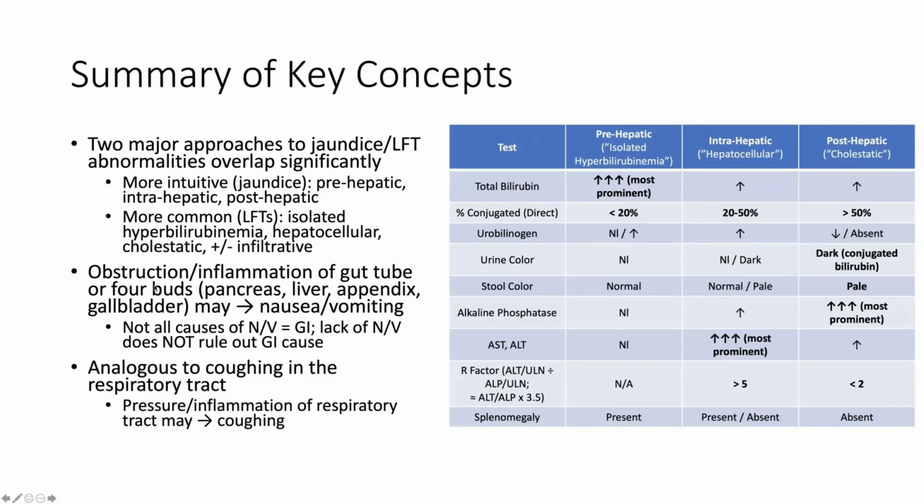What does it mean? So the punchline is that anytime you have obstruction or anytime you have inflammation of a gut tube or one of the 4 buds, so the pancreas, liver, appendix, or gallbladder, it can, not always, lead to nausea and or vomiting.